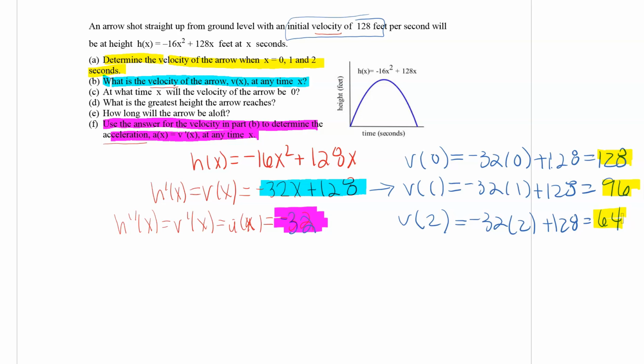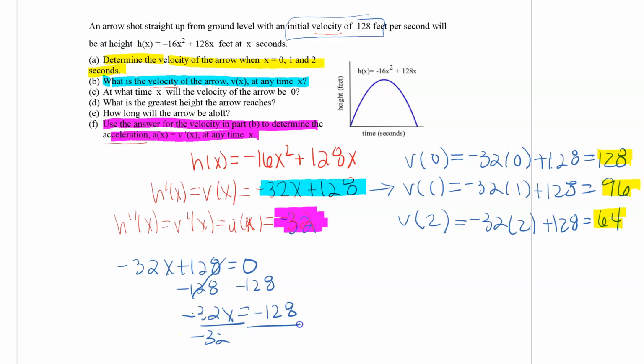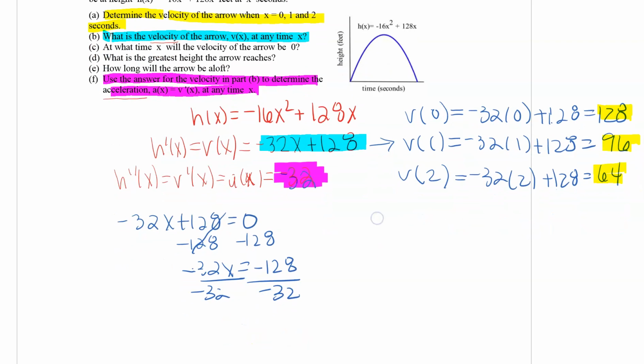Part C says, at what time x will the velocity of the arrow be 0? So we want to know when our velocity, which is negative 32x plus 128, is 0. It's just a matter of solving that out. I'm going to subtract 128. That gives me negative 32x equal to negative 128. Divide by negative 32, and so x is equal to, again grabbing your scientific calculator as you go, 128 divided by 32, which gives us a value of 4. So after 4 seconds, our velocity is going to be 0.